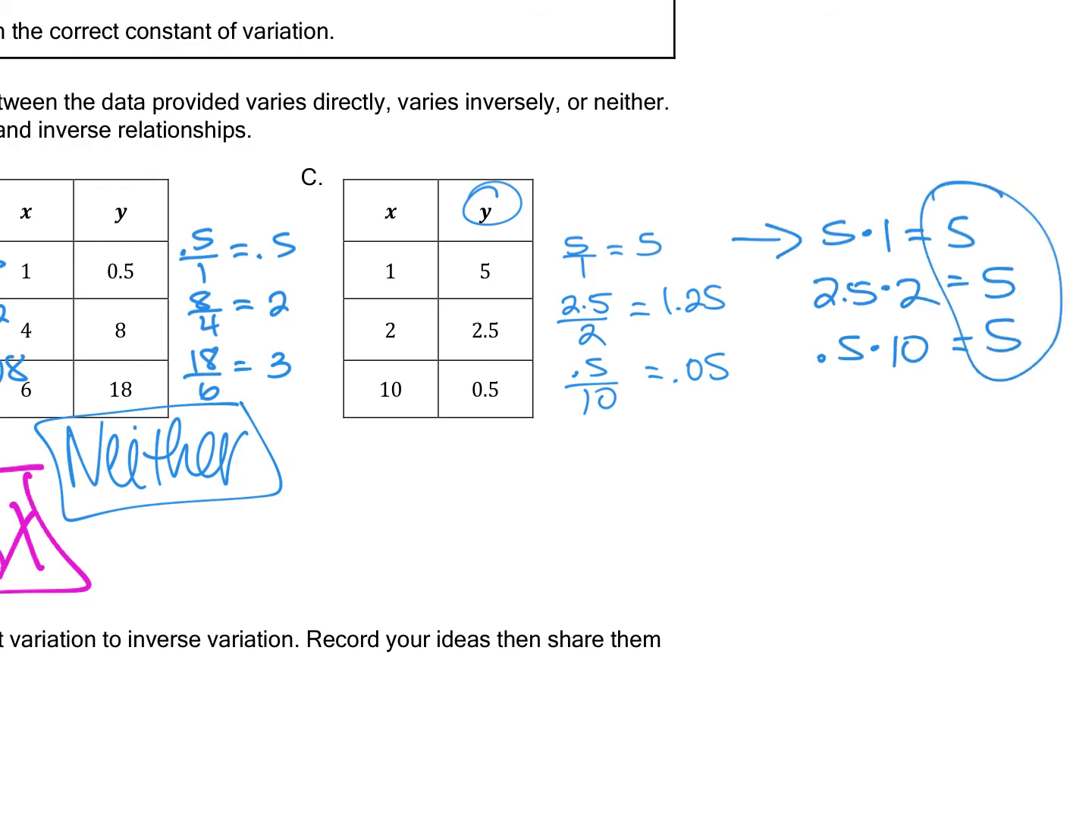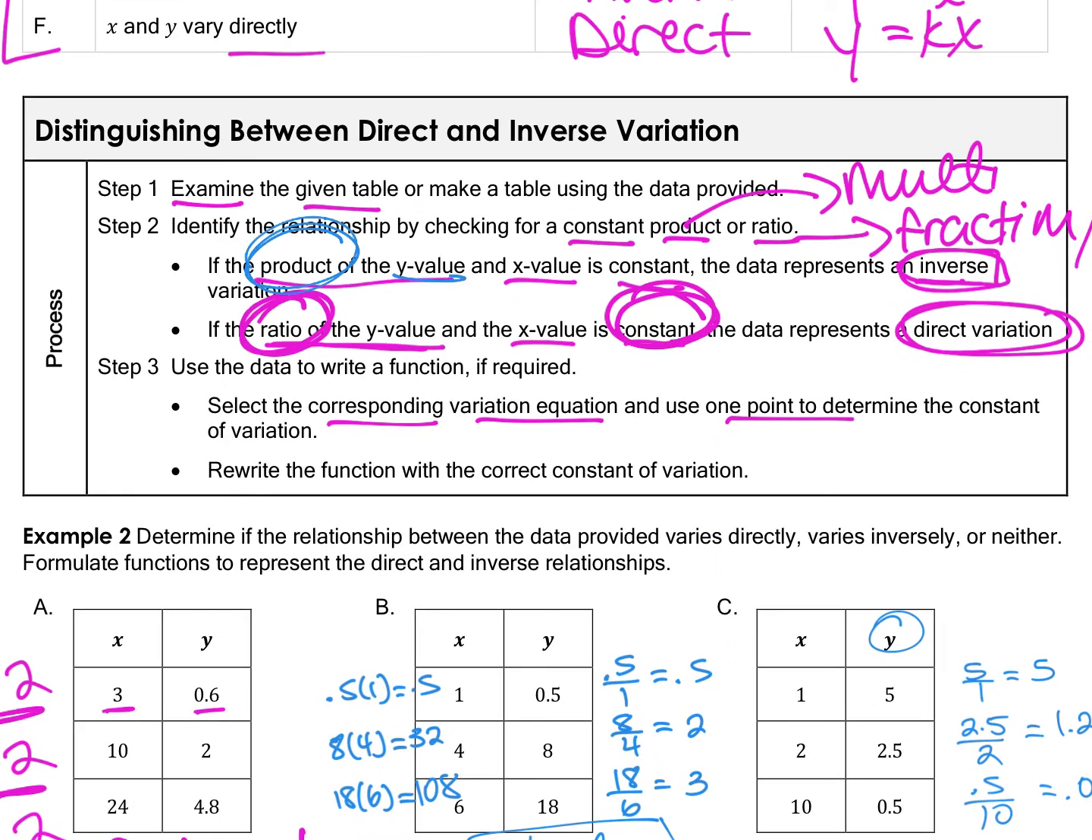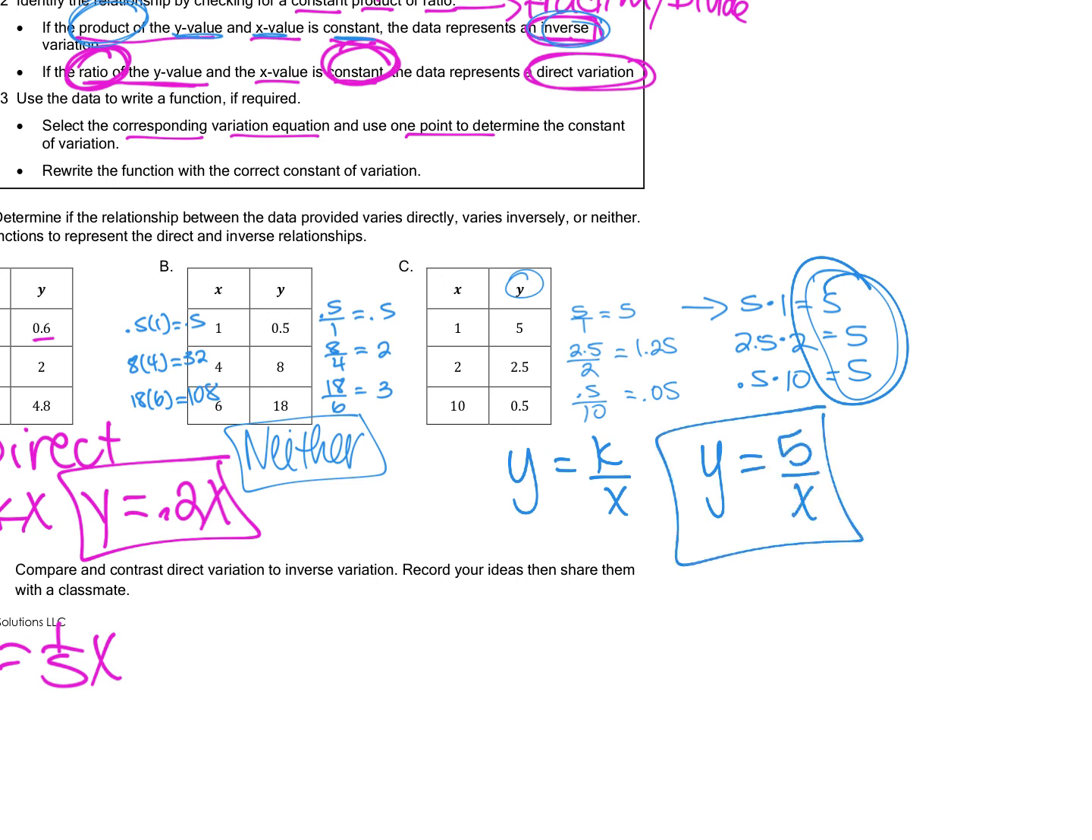Now, notice it was the product. So if you look back up here, if the product of your y and your x is constant, that is the inverse. So that is y equals k over x. We know the constant is 5, so I would have y equals 5 over x for my equation. So I would write inverse here.